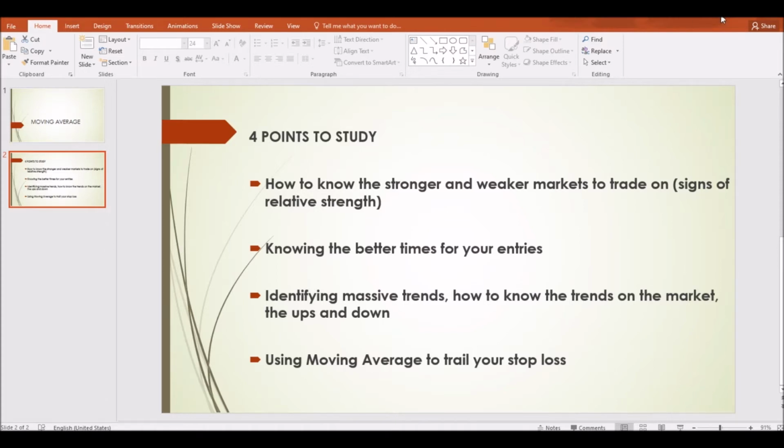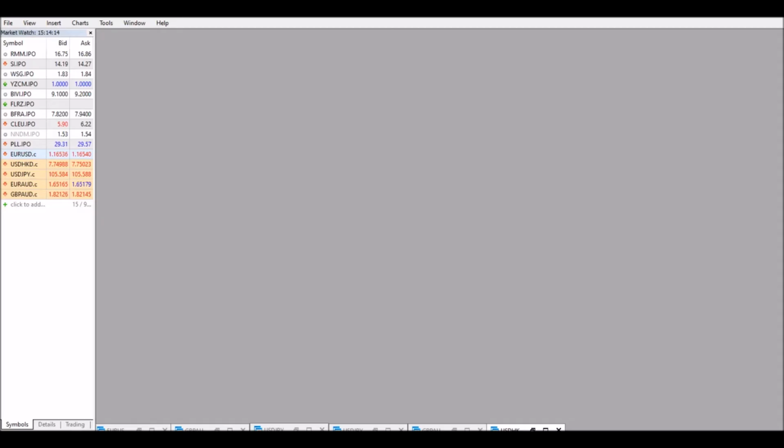So guys, let's follow along whilst we achieve our learning objectives today. The first point we're going to be discussing is how to know the stronger and weaker markets to trade on. That is signs of relative strength. And we're going to be doing that on the trading platform so that you can have a better understanding of how the moving average works. So let's visit our platform.